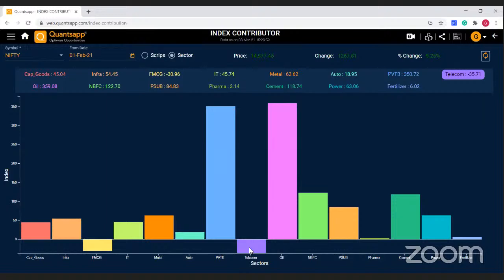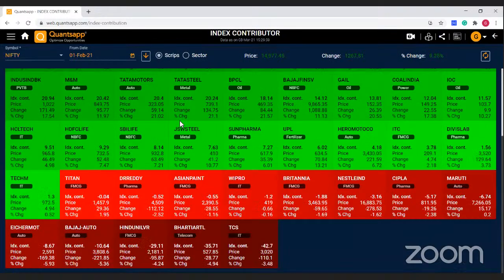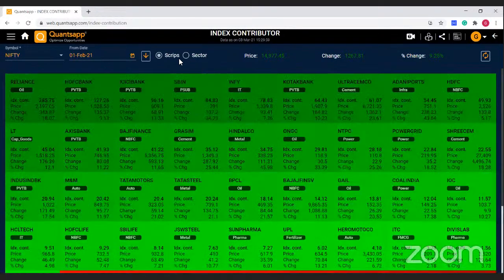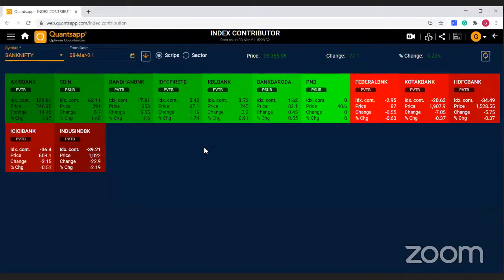So this is the way we can analyze if the Nifty has moved, let's say, by 9 or 10%, and we want to see which stocks have contributed the most, or the least, in the Nifty. We can analyze from here. In the same way, we can do it for the Bank Nifty as well: how the Bank Nifty has moved over a particular period of time, and how much these stocks have contributed to it. So I hope you are clear with the index contributor as well.